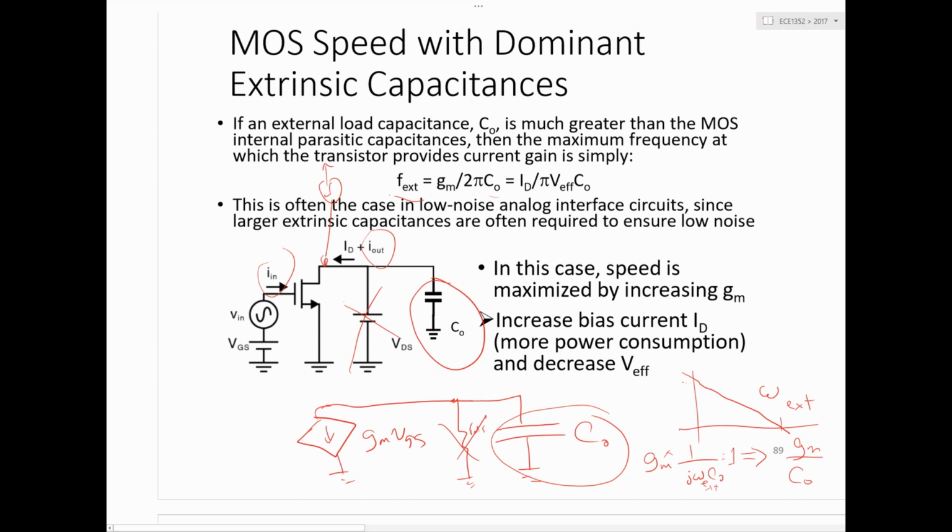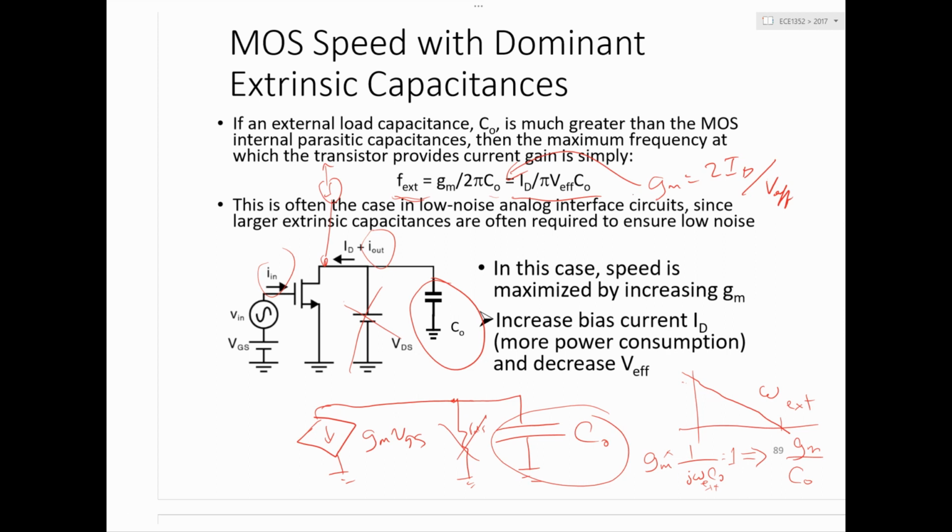So here this paints a very different picture than the intrinsic bandwidth. The extrinsic bandwidth is proportional to GM over CO, and if we substitute in GM equals 2ID over V effective, you get this expression down here, which tells you that you're back to the situation where you want to minimize V effective, and therefore you want to make the transistor big.